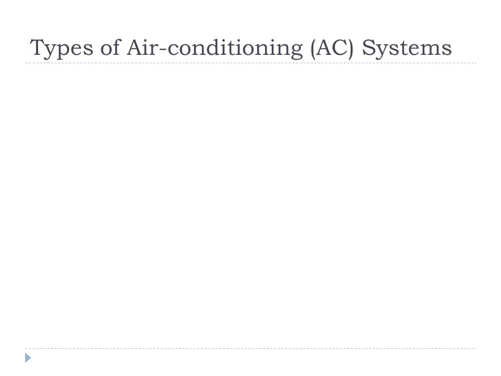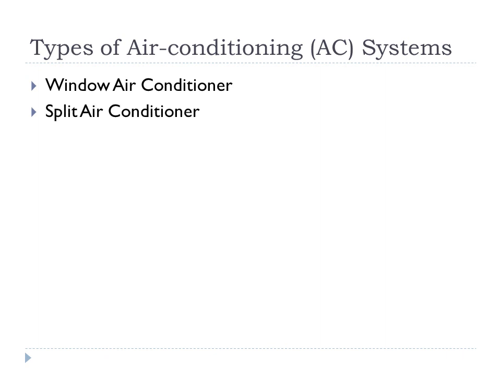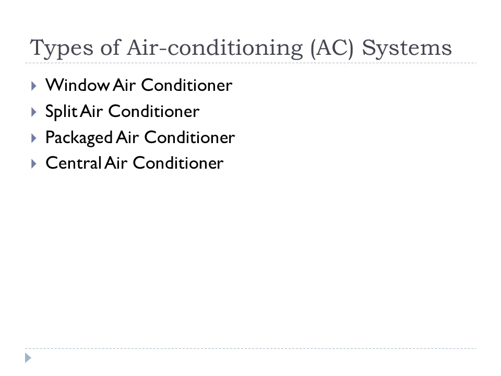Now let us see what are the different types of air conditioning system which are used for this purpose. Many of them are well known to you, like window air conditioner, split air conditioner, and apart from these two, we also have packaged air conditioner system and central air conditioning system. The first two, window and split air conditioners, are used for small applications, whereas for heavy loads we use central air conditioning.